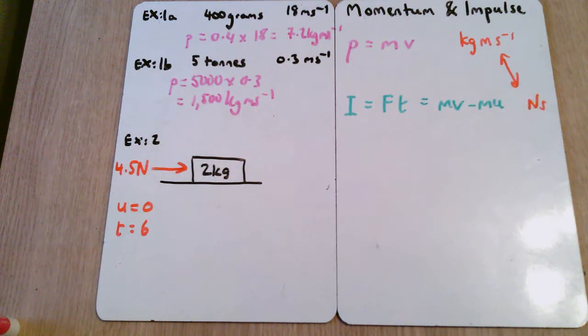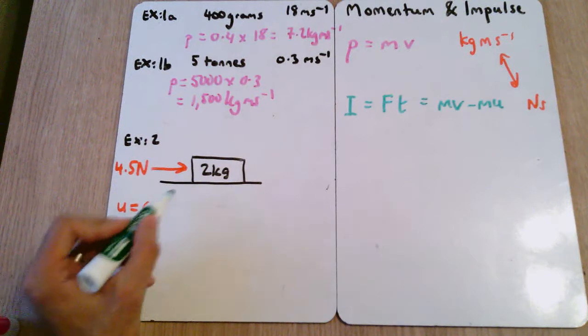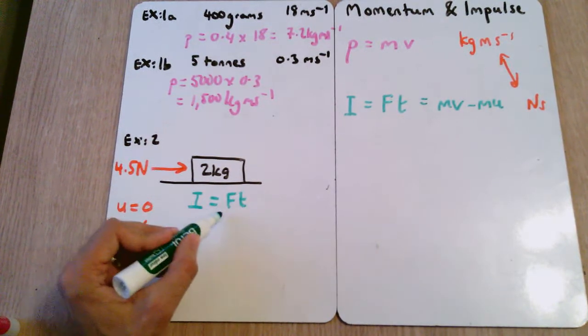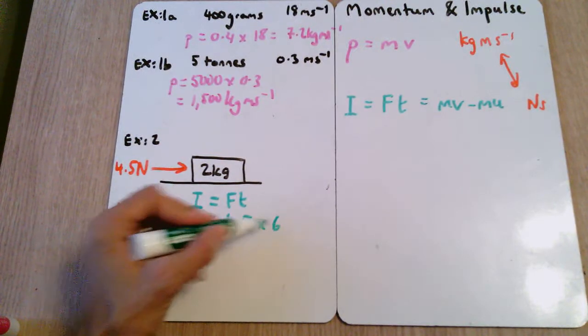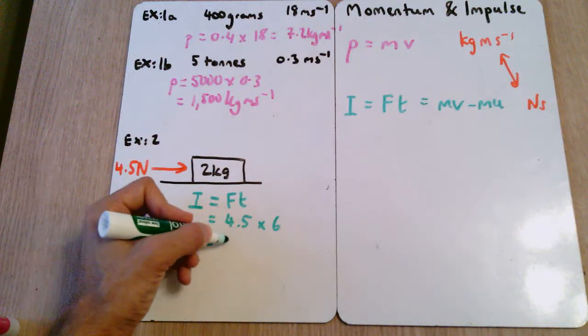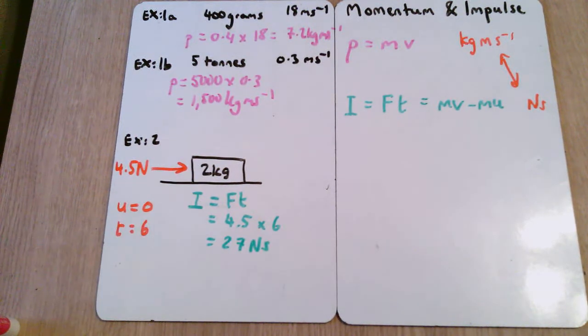Well, we know the impulse is simply the force times the time. The particle does start at rest. So if we think about I is equal to Ft, this is 4.5 multiplied by 6, which gives you a value of 27 Newton seconds. So what this is saying is that for those 6 seconds, we're creating an impulse of 27 Newton seconds.